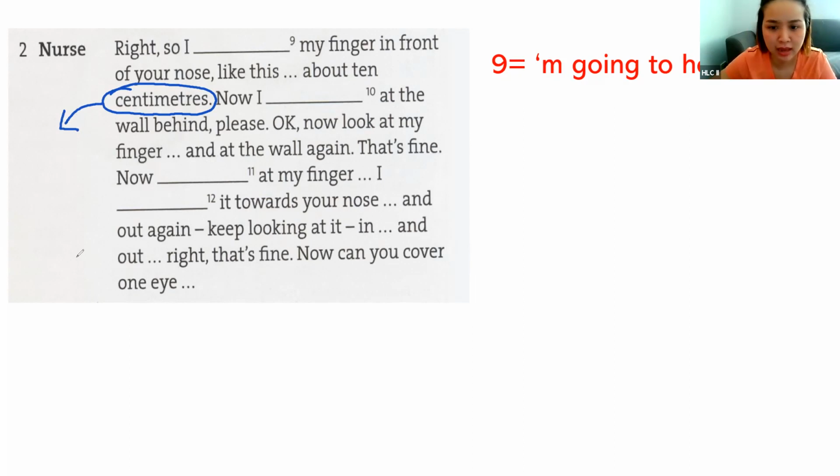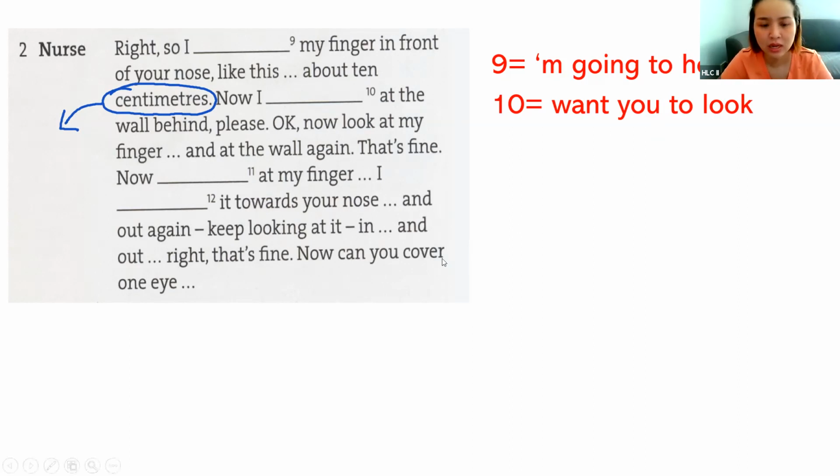Number 10. Now I want you to look. This one is pretty easy. I want you to look at the wall behind, please. And then look at my finger again and the wall again. Okay, number 11. Now keep looking at my finger. Keep looking at my finger.